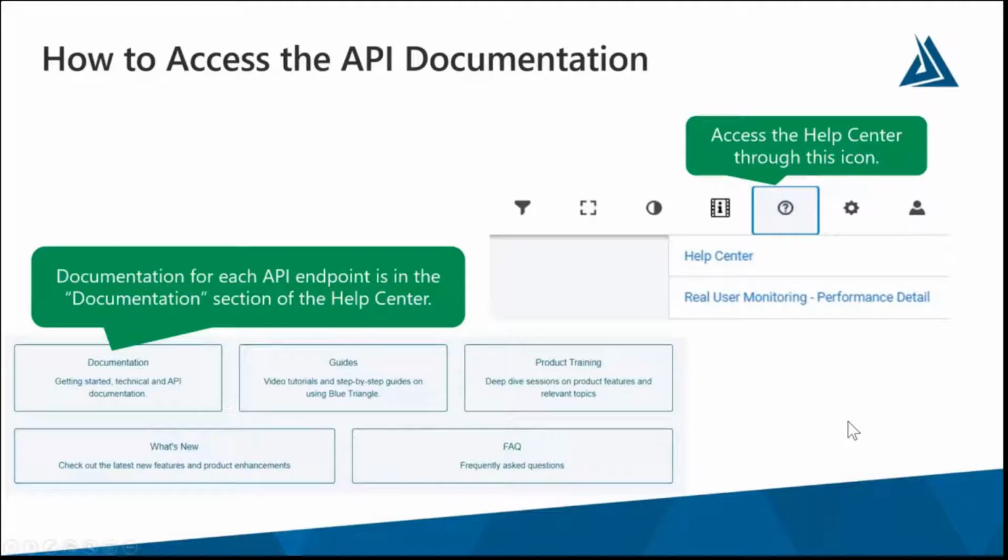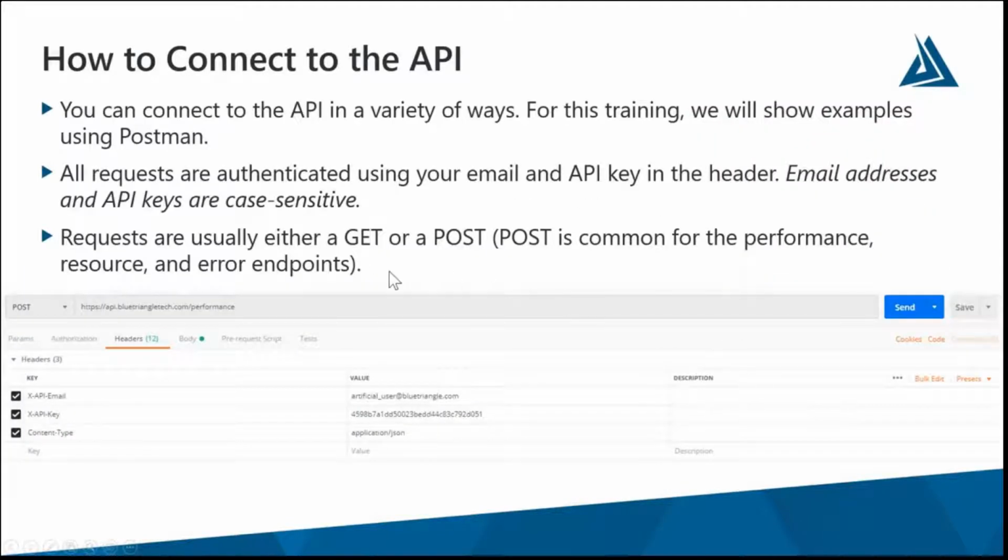All right, so now we're going to talk about how to connect to the API. You can connect to the API in a variety of ways. For this training, we'll be showing you examples using Postman, which is a really great tool for API testing. When you're trying to connect to the API, there are 3 headers you're going to need to set. X-API-Email. This is the email address in your Blue Triangle login. X-API-Key, which we'll show you how to get in just a second. And then the content type.